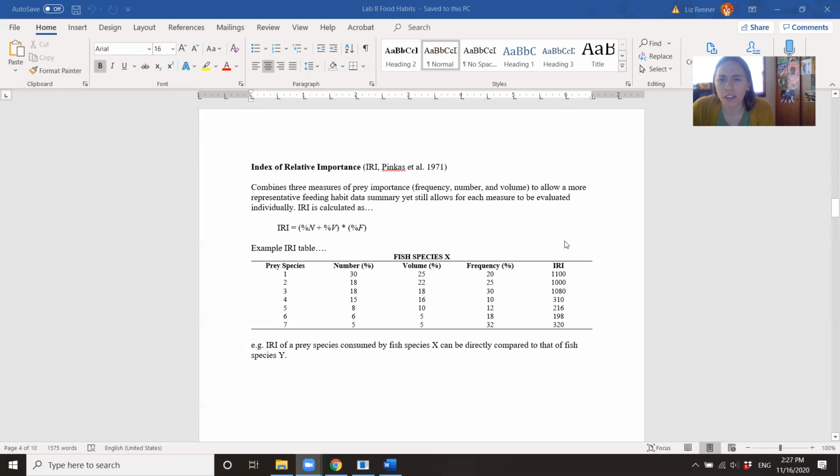And then we've got the calculations for IRI over here, where they're taking this value for the percent number. So 30% of all of the different items in these stomachs was this first species, 18% was the second species. So let's say this is a green sunfish, this would be a bluegill, this could be a dollar sunfish or something like that going down. And then this percent number plus percent volume times the frequency will get us the IRI. Usually the first ones for the sample can be over 1,000. It's okay to have IRI values over 1,000.